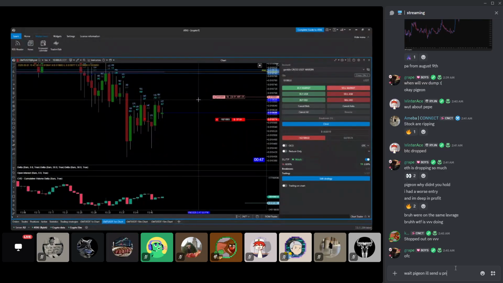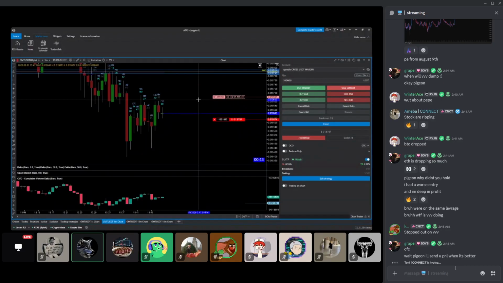We'll see. Only time could tell. We are struggling on GMT to make back that candle, by the way, this red candle. We are struggling like crazy.